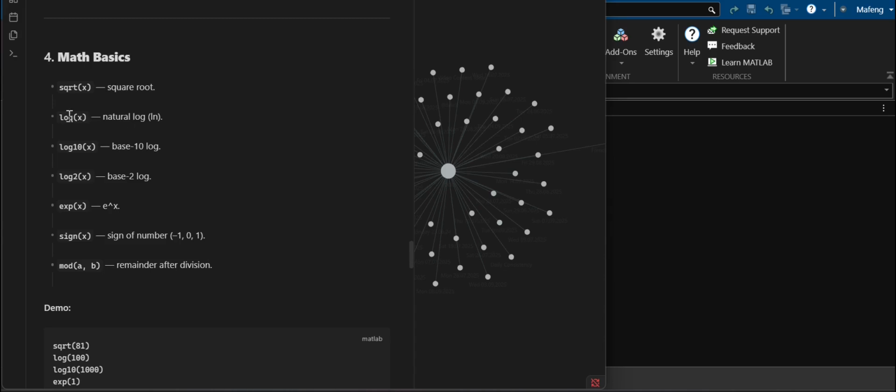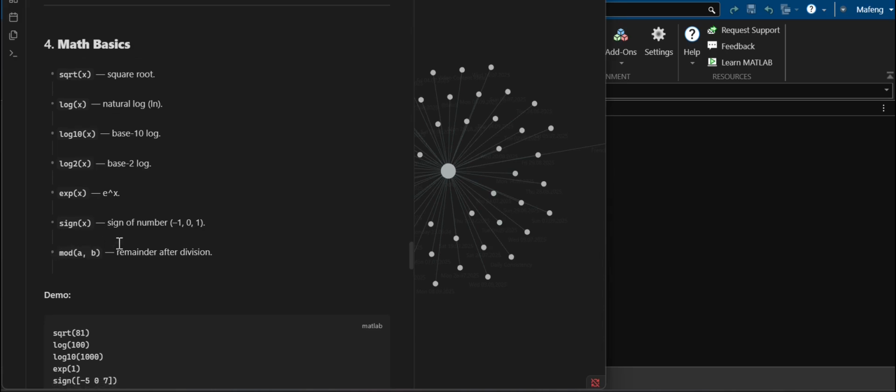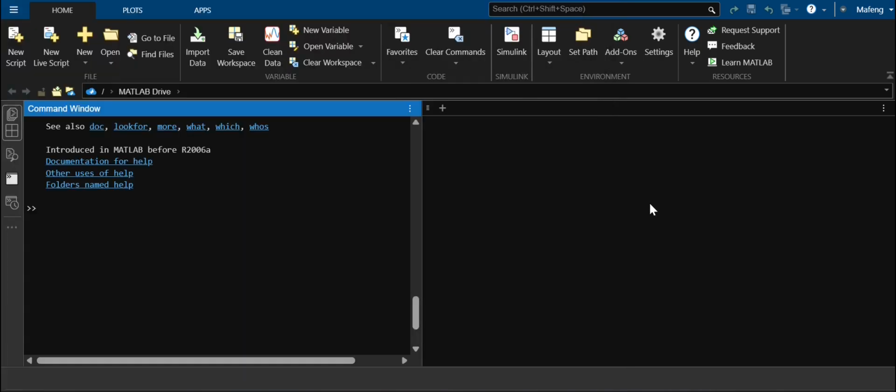Then the natural log: log, not ln, log is the natural log. log10 is the base 10 log, log2 is the base 2 log, exp is e raised to the power of x, your exponential. sign gives you the sign of a number. If it's a positive number, it returns 1. If it's negative, it returns -1, and if it's 0, it just returns 0. Then mod is the modulus, the remainder after division. Let's check each of these out.